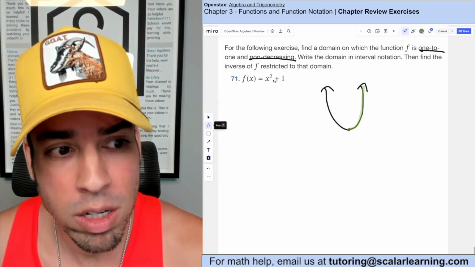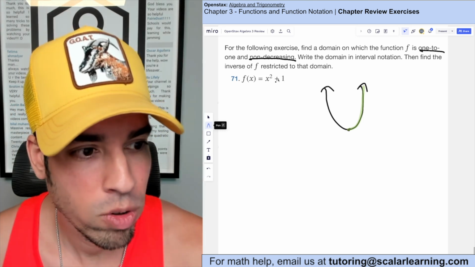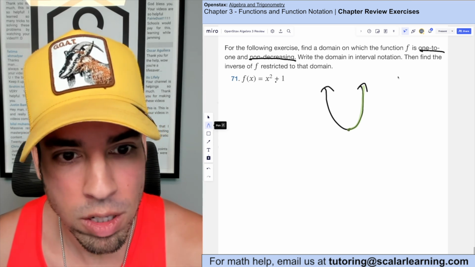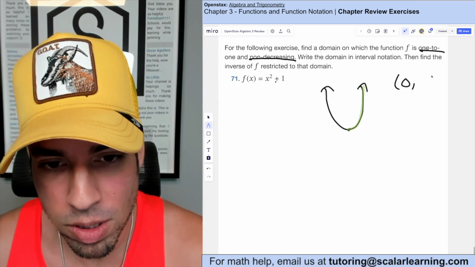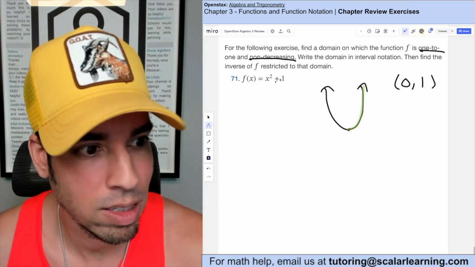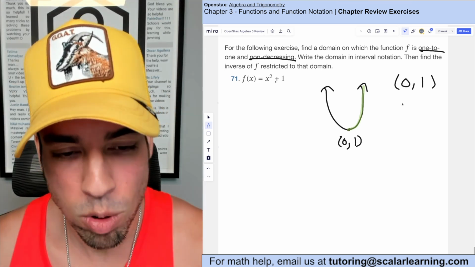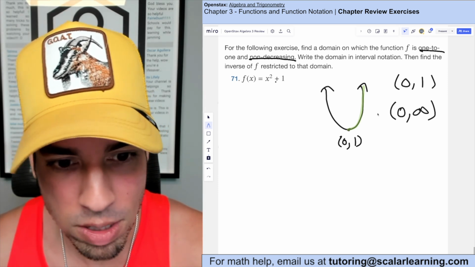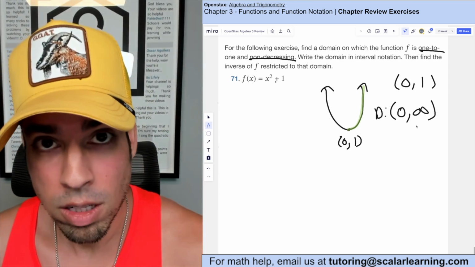And by the way, where is the vertex occurring, right? It's occurring at negative b over 2a. Well, b is 0, so we already know the vertex is occurring at 0 for the x value. It happens to be 1 for the y value. You can figure that out by plugging in 0 for x. That domain where we're restricting it by is going to be everything from 0 to infinity. So that's the domain. Now let's calculate our inverse function.